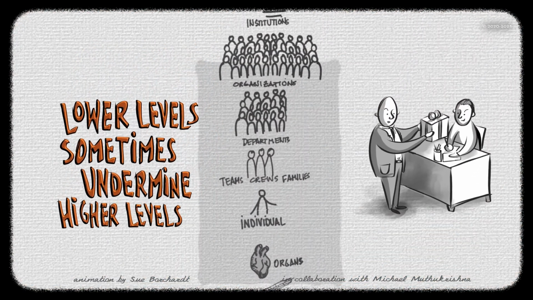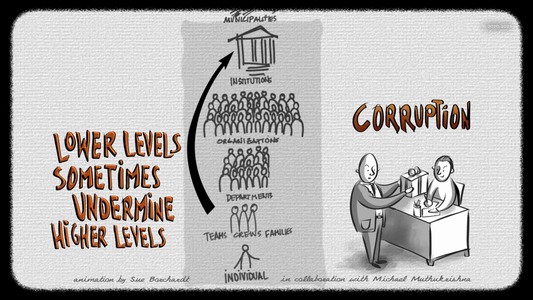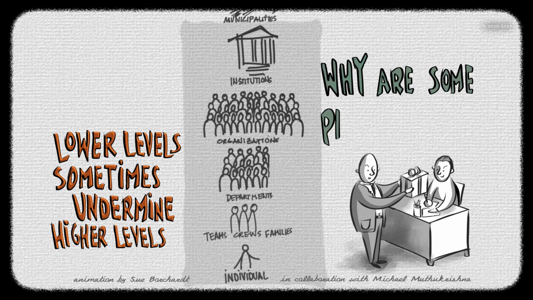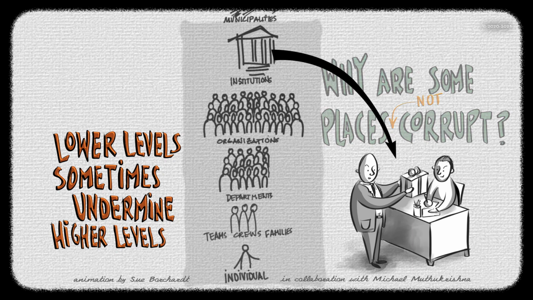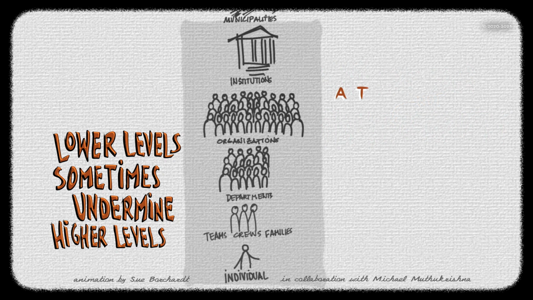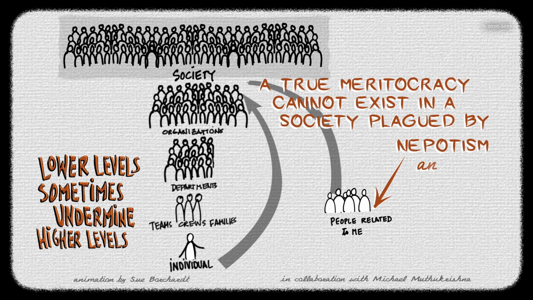The same dynamics happen at a societal level. Corruption is a lower scale of cooperation undermining a higher scale. Michael argues that the way we usually think about corruption is totally wrong. We ask why some places are corrupt, but it's actually harder to explain why some places are not corrupt. For higher levels of cooperation to emerge, lower levels need to be reined in. For instance, a true meritocracy cannot exist in a society plagued by nepotism and racism.